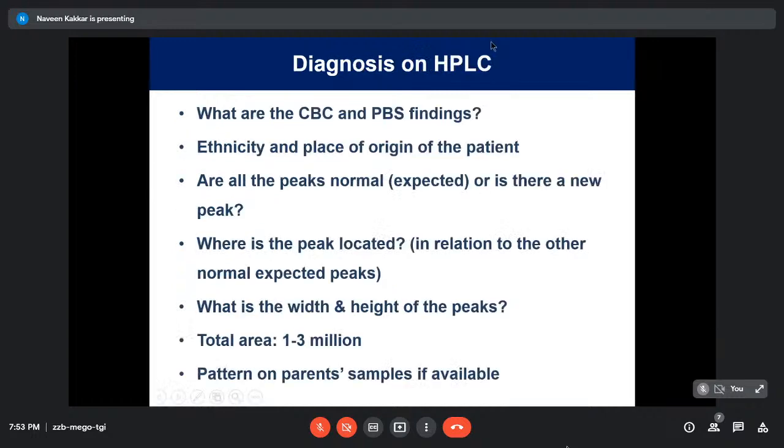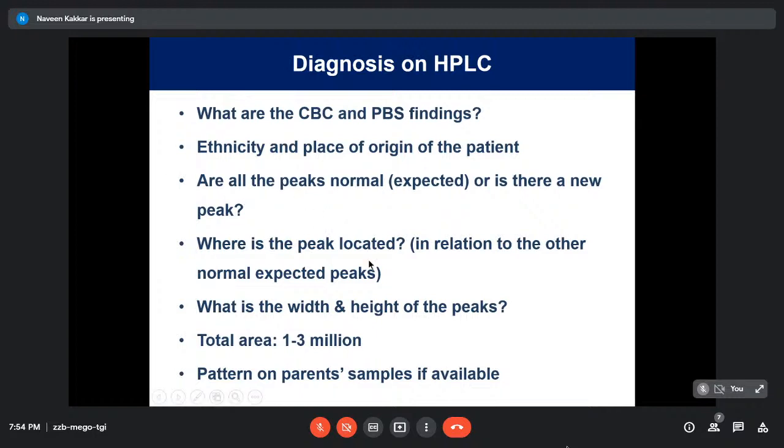So how do we do diagnosis in HPLC? Going back, please look at the CBC and peripheral blood findings, because if I'm dealing with a beta thal major type chromatogram, I would want to see gross microcytosis; they must correlate. Also consider the ethnicity and place of origin of the patient. Look at the peaks. Are all the peaks normal, which is expected, or is there a new peak? Very important: all normal persons will have A, A2 and F as the main peaks, A being the major one. If there's a new peak, you're dealing with a new hemoglobin. So that's one thing to look at.